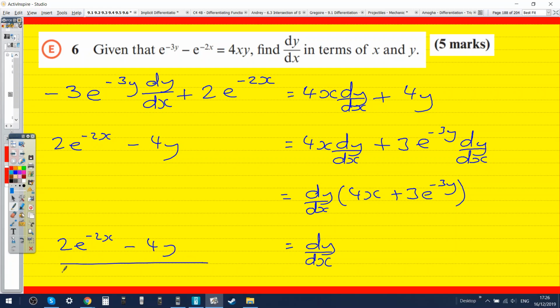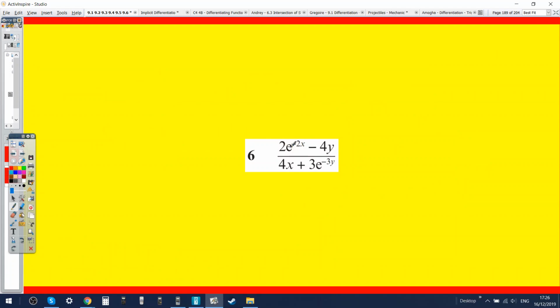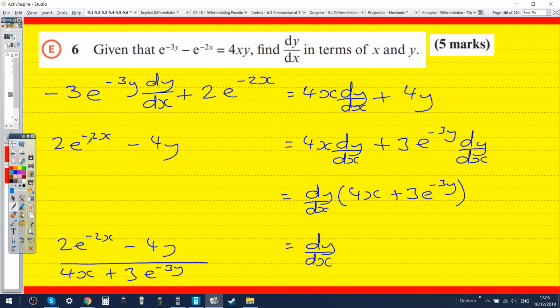That's it. So if we'd done it the other way, instead of having 1 minus and 3 pluses, we would have 3 minuses and 1 plus. And it would be the same thing. 2e to the minus 2x minus 4y over 4x plus 3e to the minus 3y. Great. Any questions there? No.